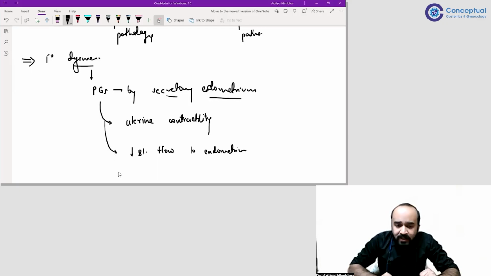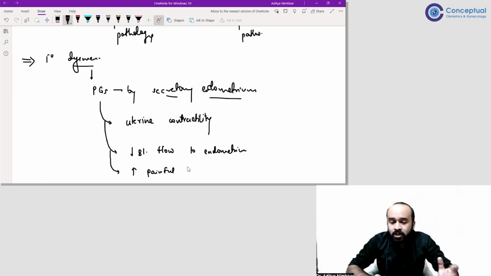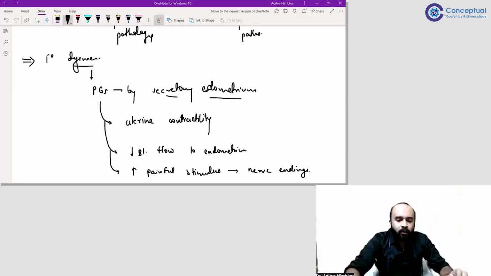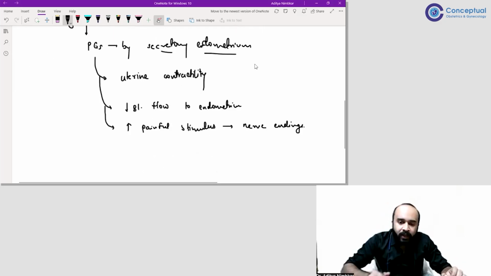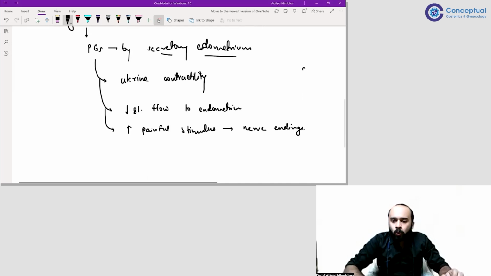Whenever there is reduction in the blood flow, there is going to be an increased painful stimulus that the nerve endings will get, a noxious stimulus as we call it. So there is an increased painful stimulus generated in the endometrium, through the nerve endings that are present in that endometrium. Now, all these three factors lead to menstrual pain.